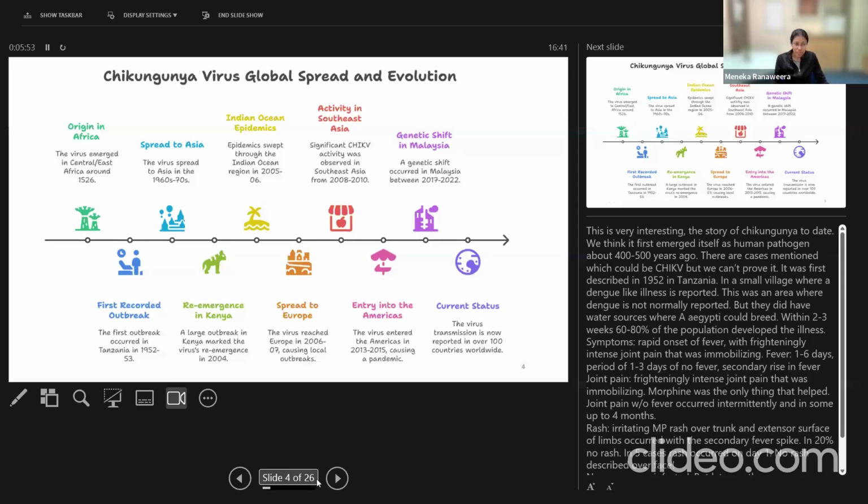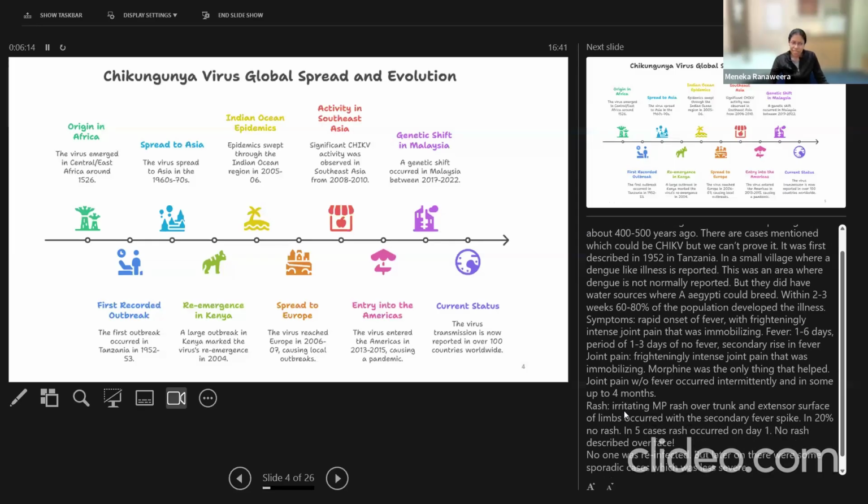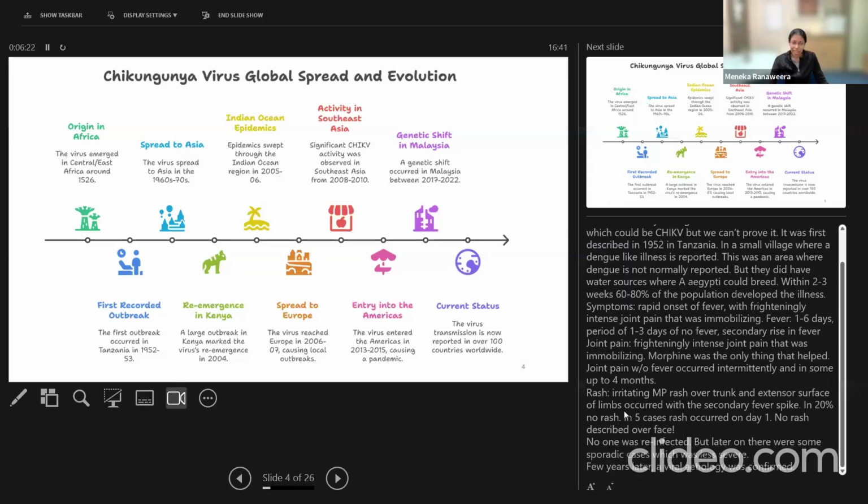The fever pattern usually had about 1 to 6 days of fever, and then 1 to 3 days of no fever, and then a secondary rise in fever. There was a maculopapular rash all over the trunk and extensive surface of the limbs, which coincided with the secondary fever spike. This occurred in about 80% of the patients. They also noticed no one was reinfected. So it's interesting whether these kind of symptoms is what we are experiencing at the moment, or there are subtle changes.